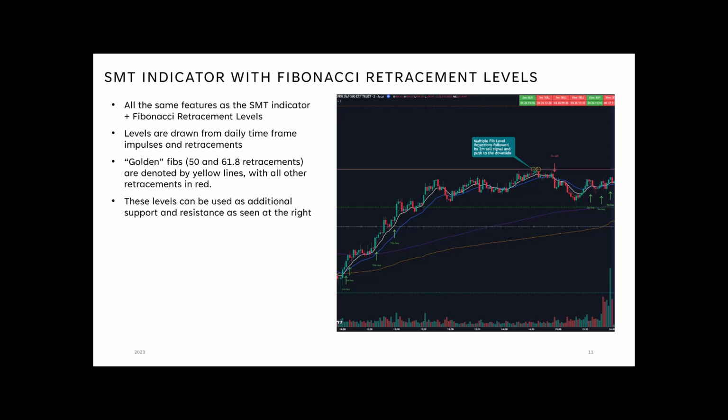And so I have these fib levels colored. The golden ones are the 50 and 61.8% retracement levels. Those are the strongest retracements, or support and resistances as we use them here. And then I have the red ones as every other ratio. This is just for SPY at the moment. I haven't drawn retracements on the other tickers because I really just trade SPY. But now we have all of these signals and the SMT indicator, and we also have additional support and resistance that we can use.